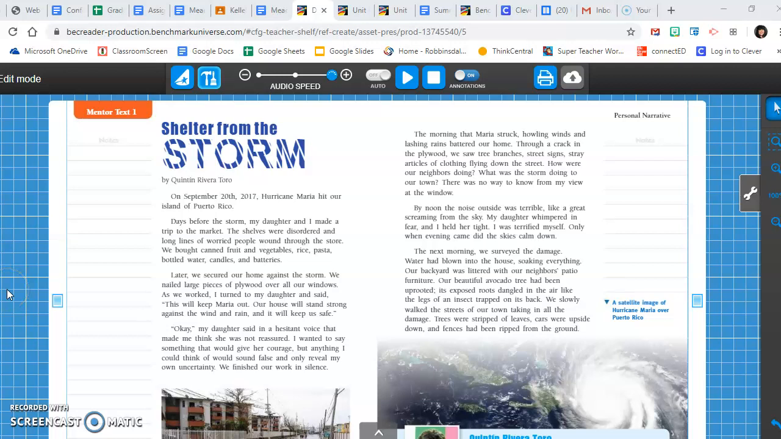Hello, hello. Today is April 27th. It's a Monday, and we are practicing summarizing and synthesizing. We'll be using the text Shelter from the Storm by Quentin Rivera Toro.